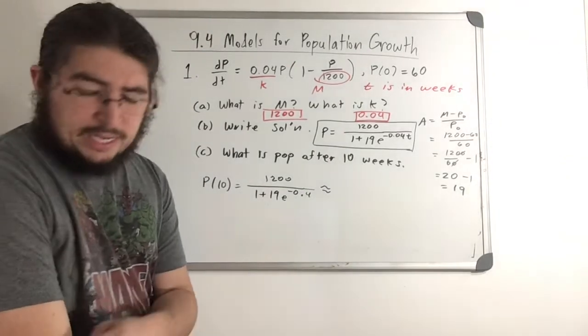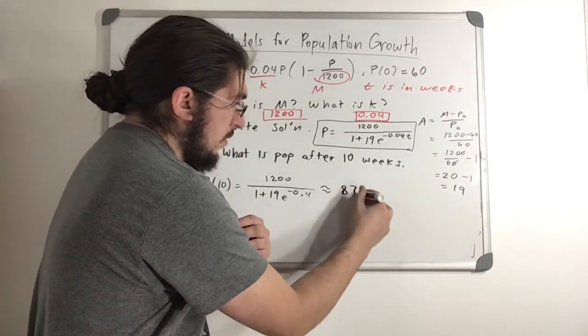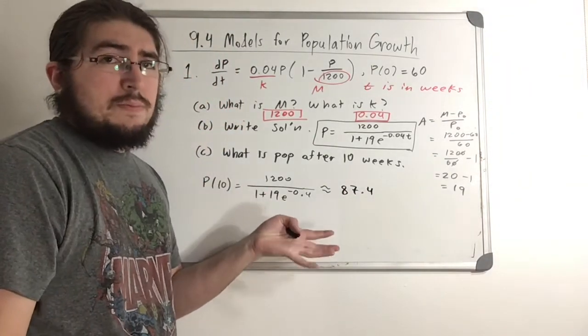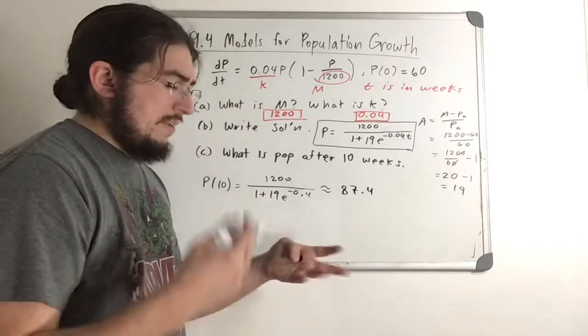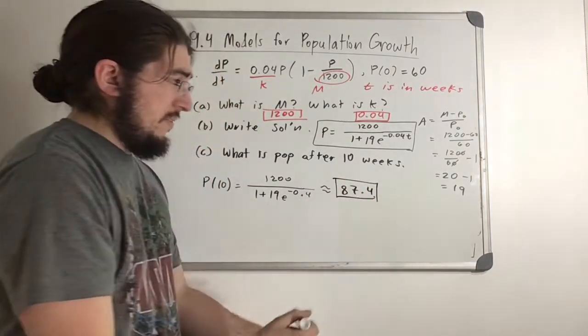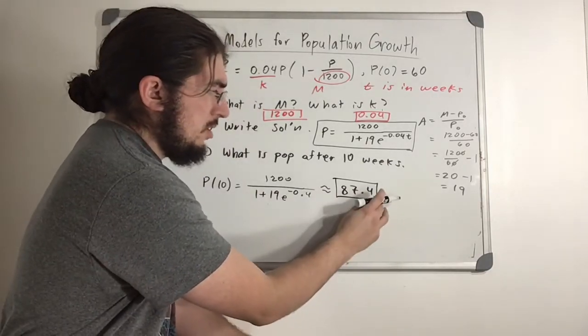Okay, so I typed it in and I got 87.4 if we round. And it doesn't say what the population is in. It doesn't say people or bacteria or whatever. I gave a few examples earlier. But anyways, this is the population size after that amount of time. And I also assigned 7.